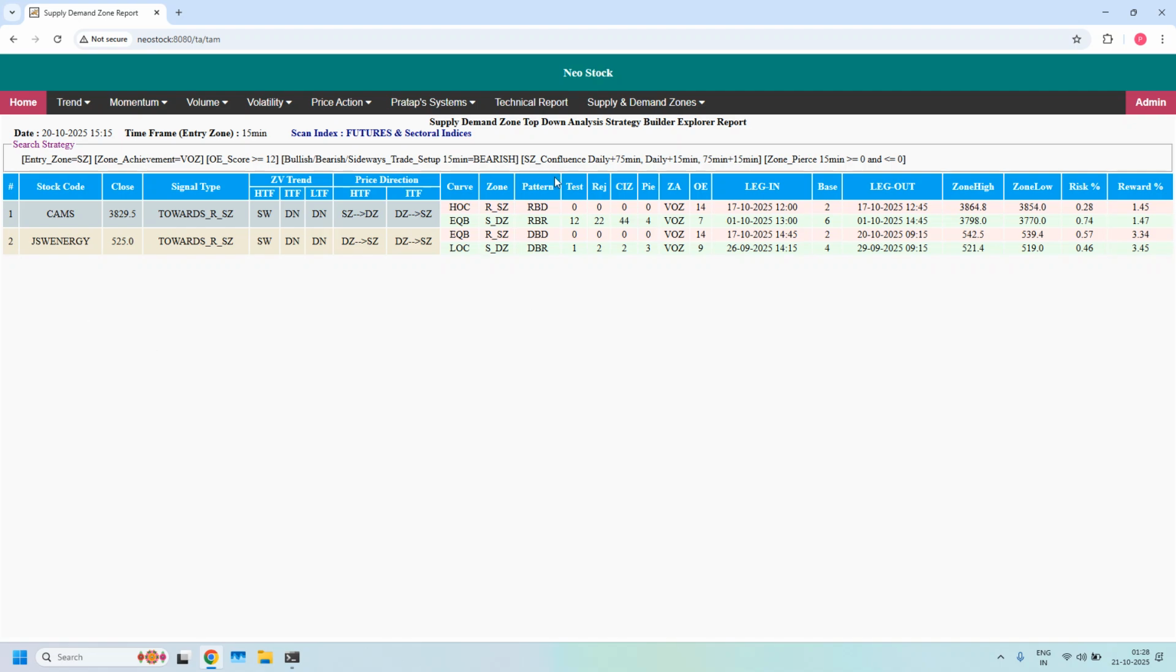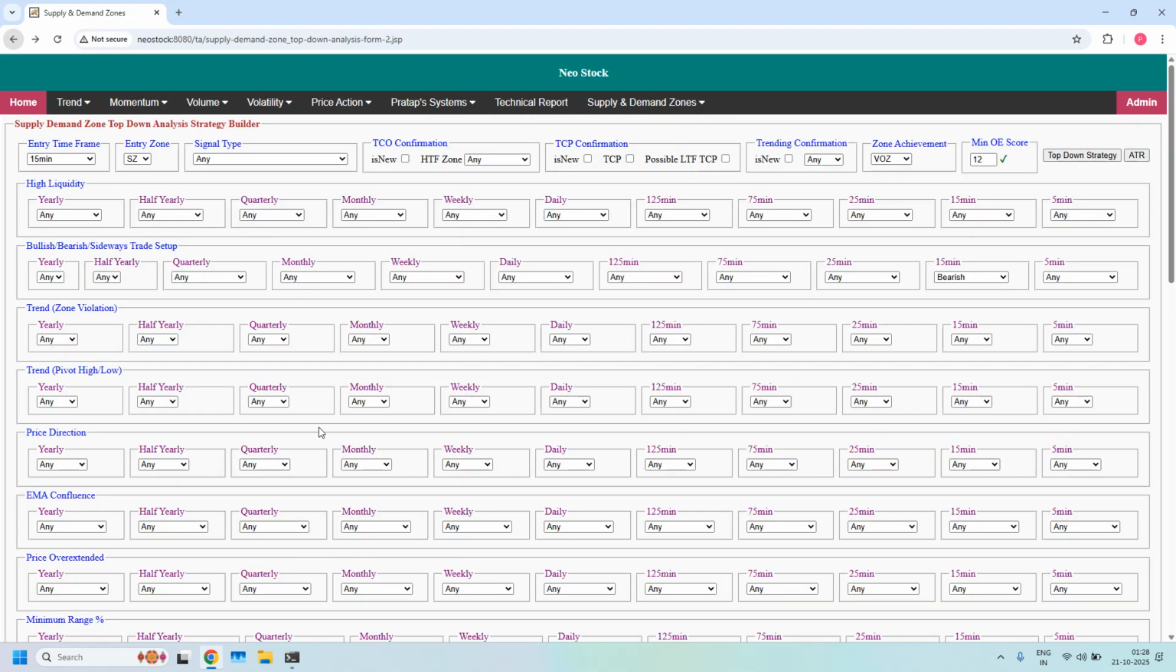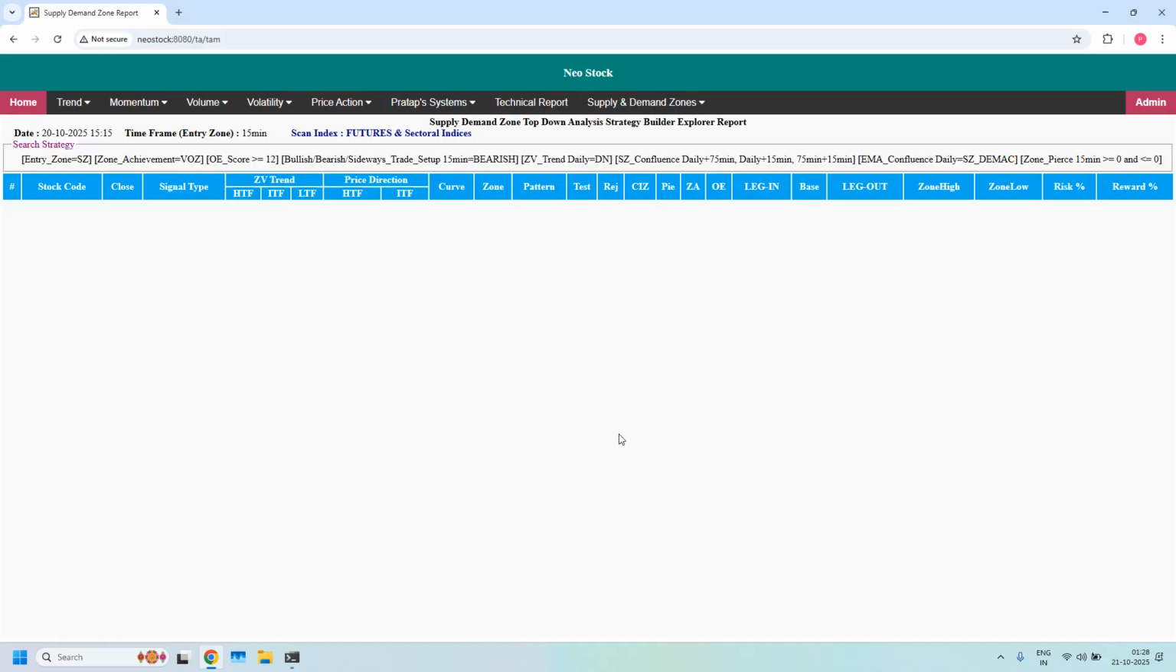But one more filter we missed. What is that one more filter? EMA confluence. That is, a daily supply zone having daily EMA confluence. At the same time, the trend on the daily should not be sideways. It should be a downtrend because it is a bearish trade setup. Let's filter. So we don't have any stocks to support this second strategy.